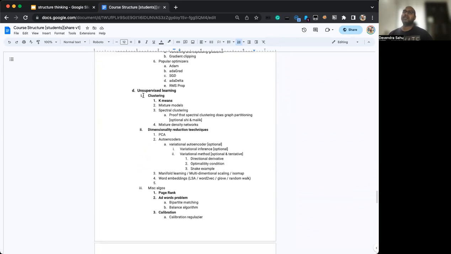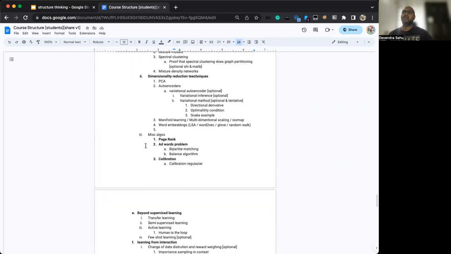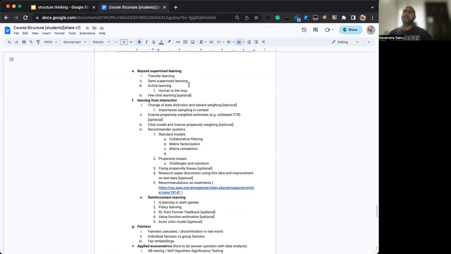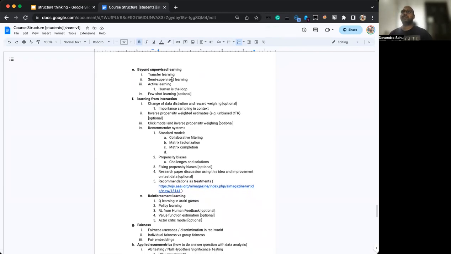We'll look at unsupervised learning, where we'll look at clustering, k-means, mixture models, spectral clustering, mixture density networks. We'll look at dimensionality reduction, PCA, autoencoder, variational autoencoder, isomaps, multidimensional scaling, word embeddings, and so on, right? We'll also look at very practical standard algorithms, which might not fall in the standard ones, like PageRank, AdWords problem. Calibration is another technique to make probabilities more interpretable. We'll also look at certain things beyond supervised learning: transfer learning, semi-supervised, active learning, future learning. I mean, these are one point, it feels like that, but we'll look at a couple of algorithms in these.